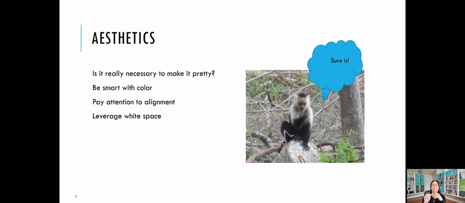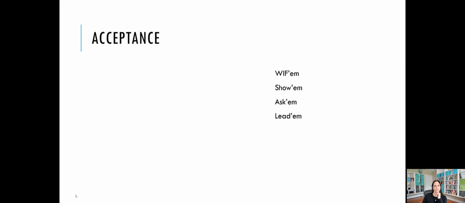The third A is aesthetics, and that question is, does it need to be pretty? And our little person here that I've photographed in Costa Rica, our little monkey, says, sure is. It is important for it to be attractive. You can be smart with color, you can pay attention to alignment, leverage your white space, and try to make it pleasing to the eye. And that way will be one less distraction from the message that you're trying to get across with your visualization.